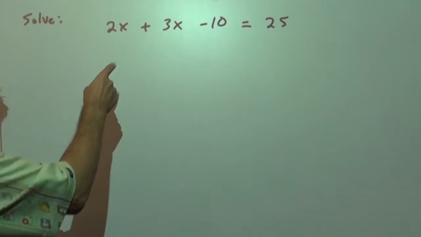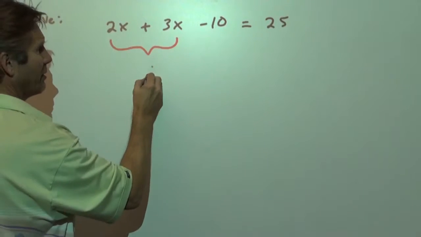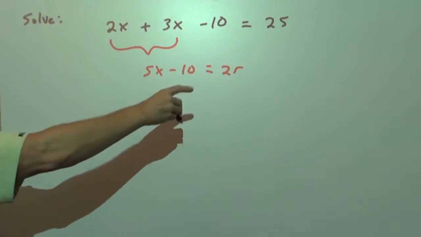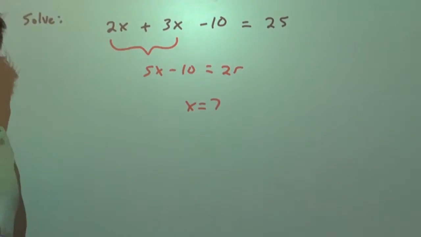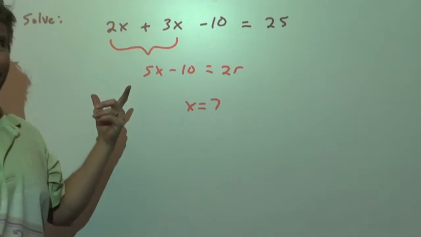If I ask you to solve this equation, it's really not tough. You combine the like terms right here, you get 5x minus 10 is equal to 25, and then after you add 10 to both sides and divide by 5, you're going to get that x is 7. There's a unique solution, and we know that because even though there's two variable terms, it's the same variable.